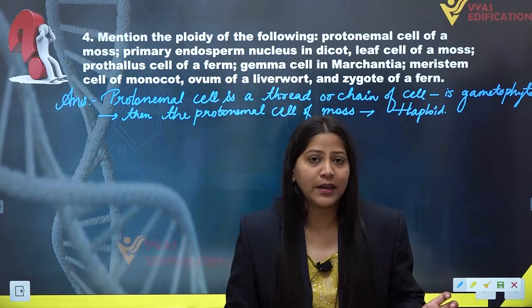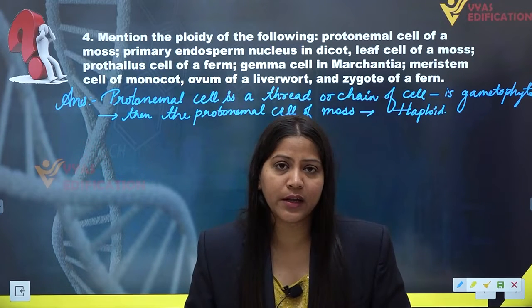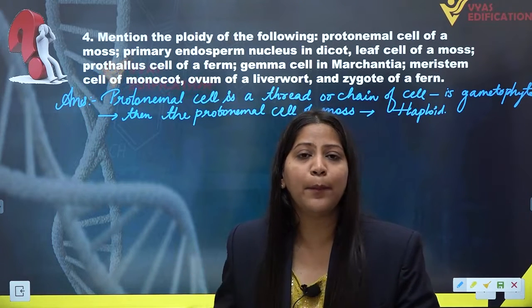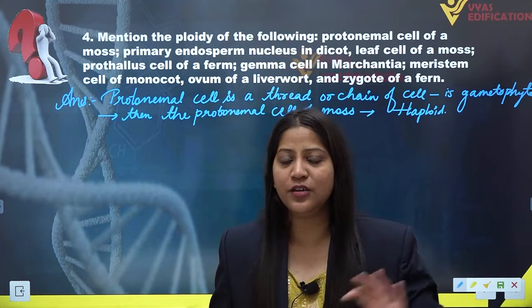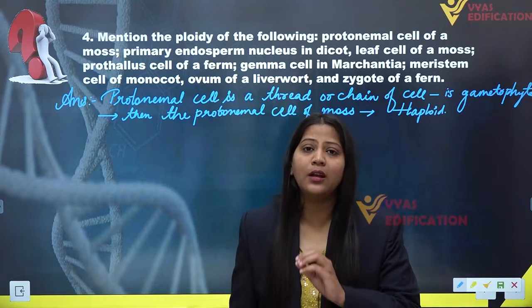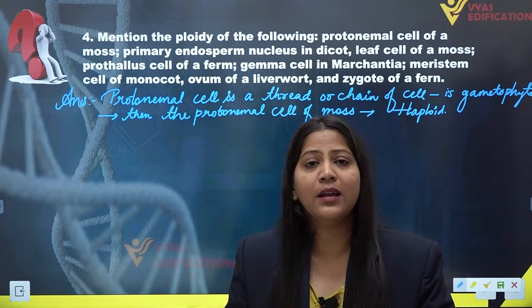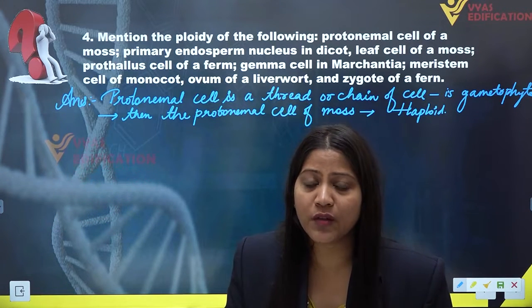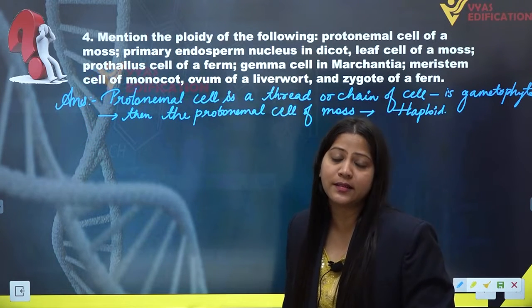Megaspore mother cells are diploid in nature, and the spores formed from them are haploid. Among all 4 haploid megaspores, 3 degenerate and 1 remains functional. That one functional megaspore, which is haploid, will give rise to an embryo sac. An embryo sac will have a 7-celled, 8-nucleated stage.